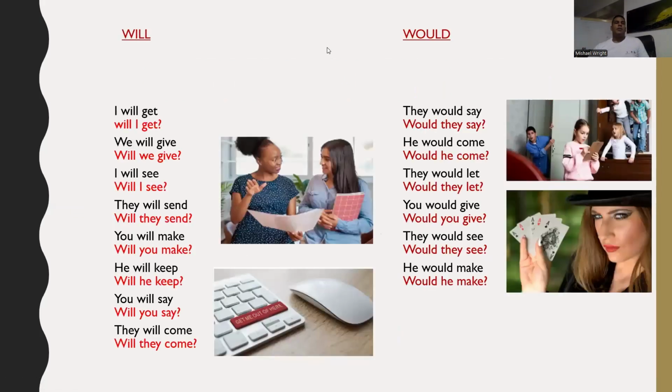So here we have with will. With will: I will get, will I get? This is a mental exercise you can do. I will get, will I get? We will give. Will we give? It's a good question.